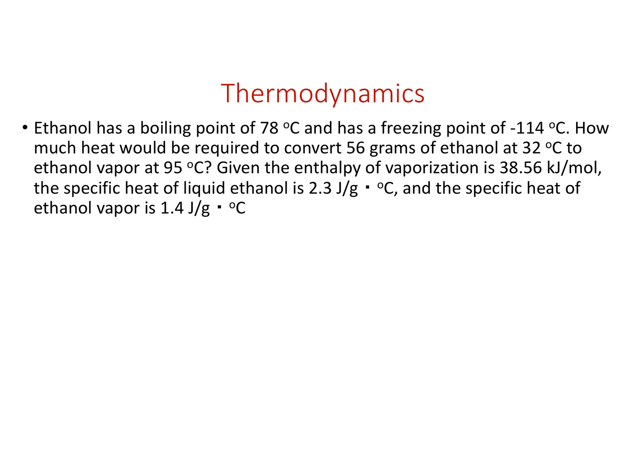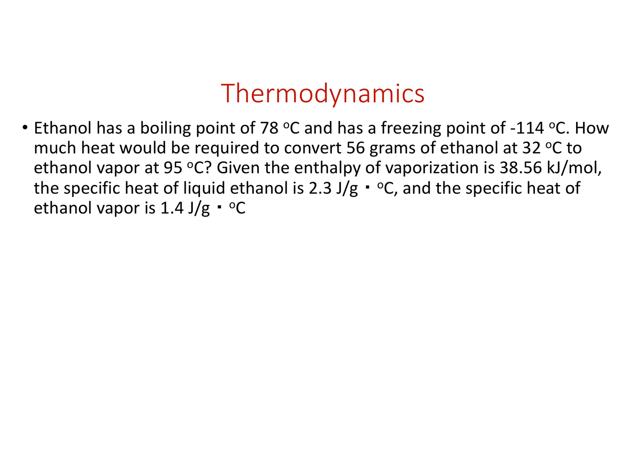This question involves a few different steps. So we're given the information that ethanol has a boiling point of 78 degrees Celsius, has a freezing point of negative 114 degrees C. How much heat would be required to convert 56 grams of ethanol at 32 degrees Celsius into ethanol vapor at 95 degrees Celsius? And then we're given the enthalpy of vaporization, the specific heat of both liquid and gas phase ethanol.